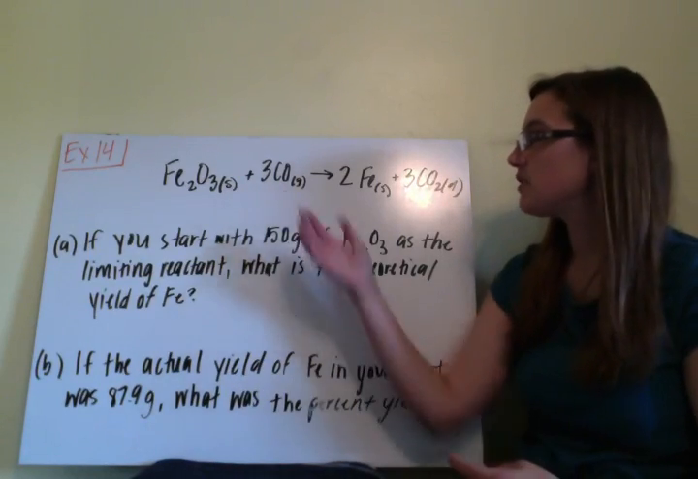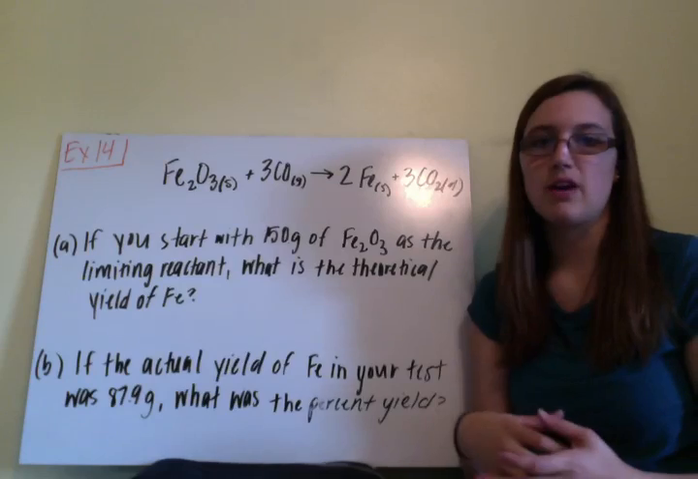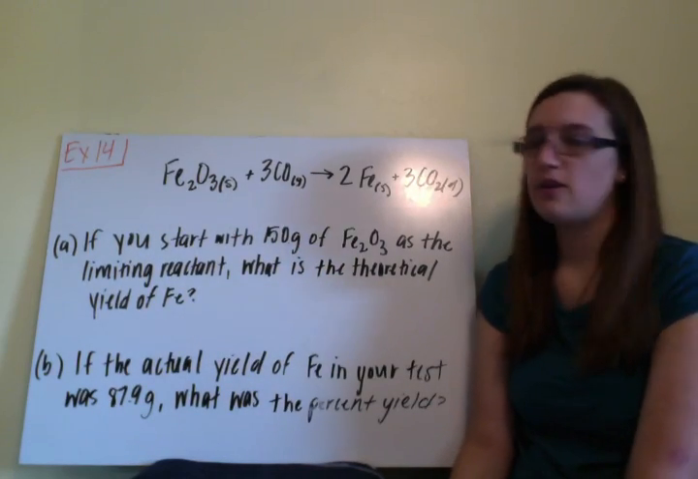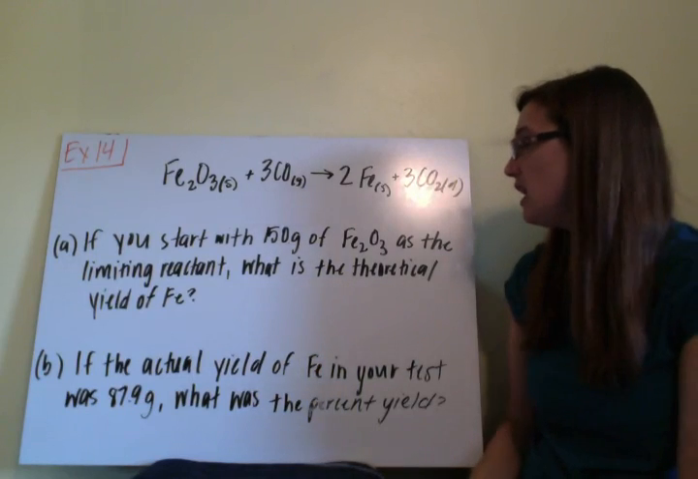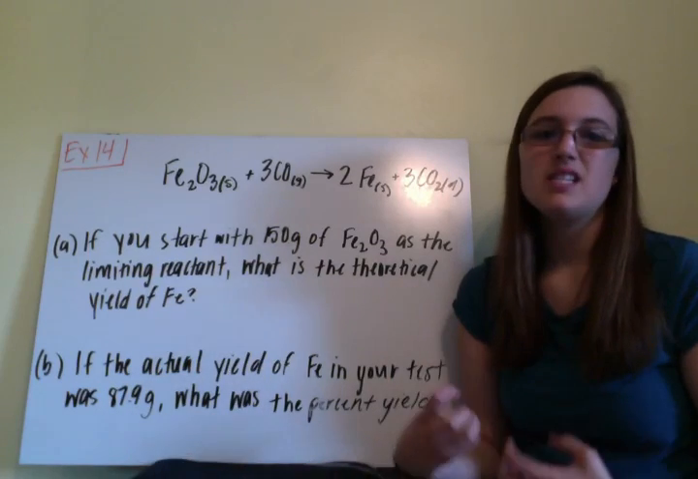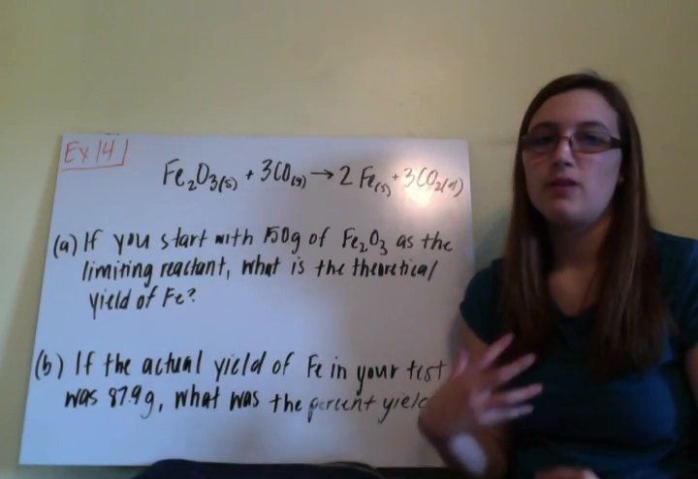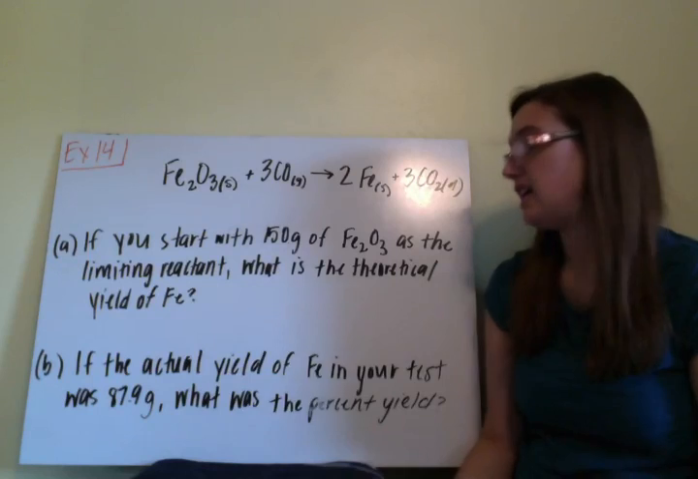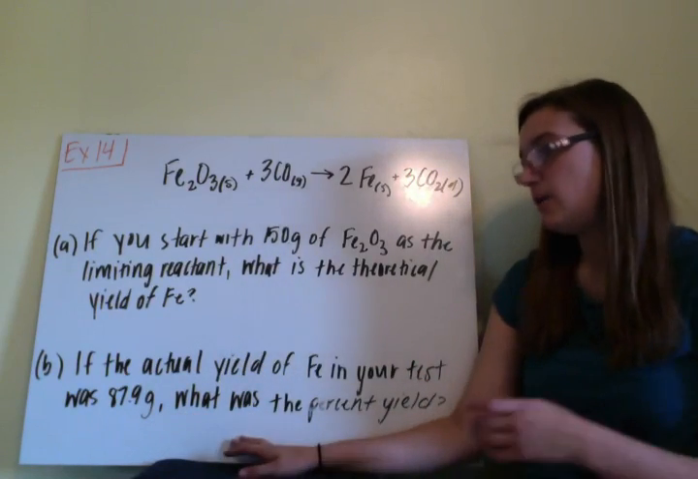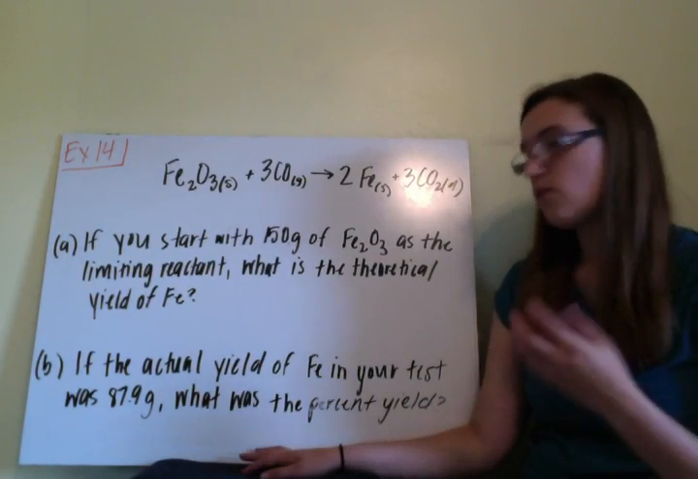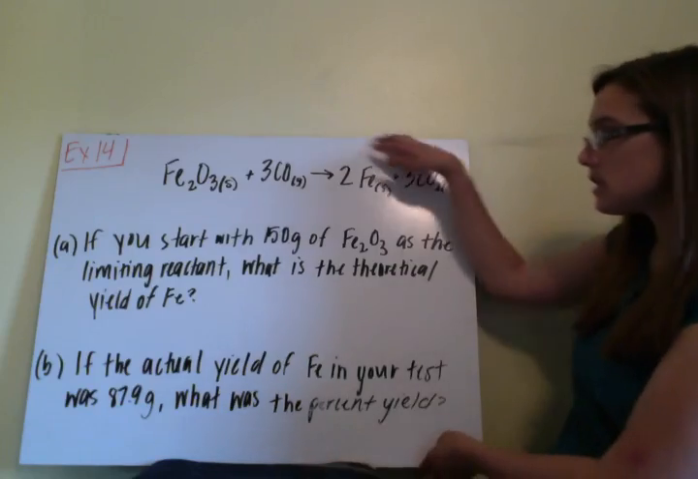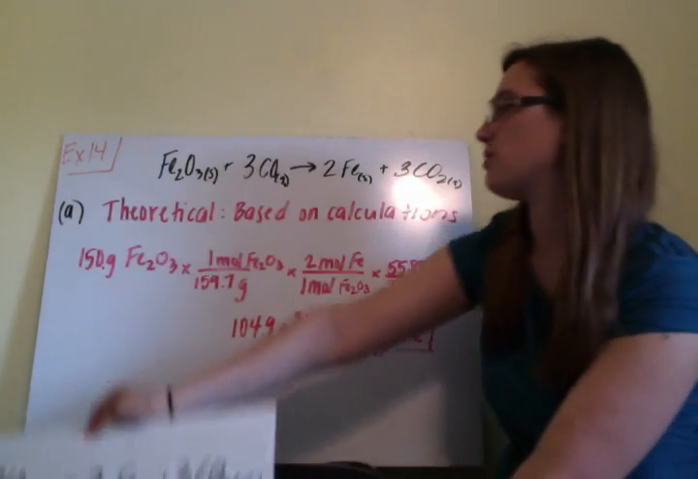In your test, you're carrying out this reaction on a small scale, and you're starting with 150 grams of iron(III) oxide. This iron(III) oxide is your limiting reactant. From this limiting reactant, you want to figure out the theoretical yield of iron. That's going to be part A. For part B, we're going to look at the actual yield of what you got in your laboratory test and determine the percent yield. We're going to start with part A.